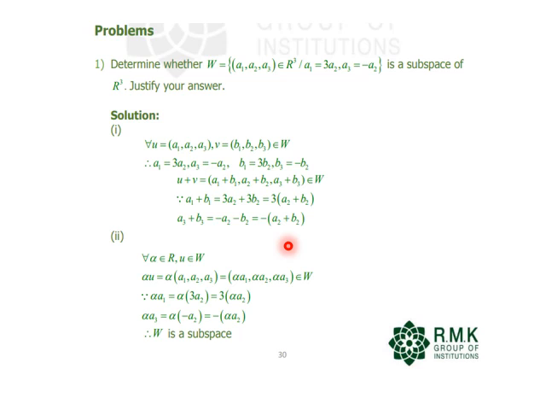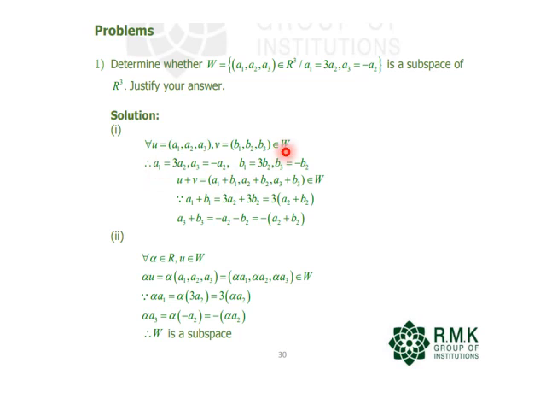Now coming to the next, scalar multiplication. Multiply with alpha, all components get multiplied by alpha. Again we will check whether this condition is satisfied. The first one is alpha times a1, and a1 is 3a2. That 3 can be written outside, so it is 3 times alpha a2. Similarly, alpha a3 equals alpha into minus a2, or minus of alpha times a2. So both conditions are satisfied by alpha u. So alpha u also belongs to W.